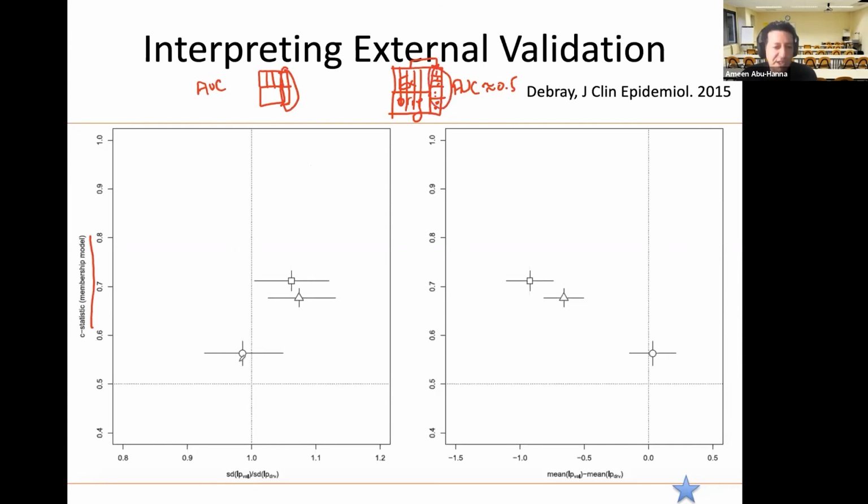So the original study will be here, this original study, because its AUC is half. It's the same as my own population. I cannot make a distinction between my data set and my data set. And here, it's a measure of the difference in spread of the predictions.